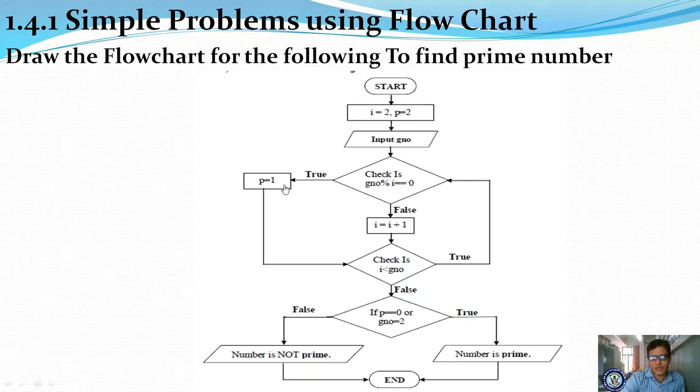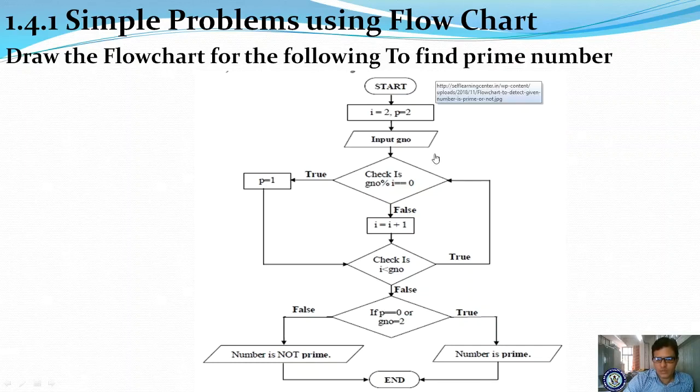Here it is 0 actually, it is not 1, it is 0. We have to initialize it to 0, and it has to be assigned as 1. Okay, no problem. Here 2 is taken, here it is 1. If p value equal to 1 or g number is equal to 2, if it is false, then number is prime, otherwise number is not prime.